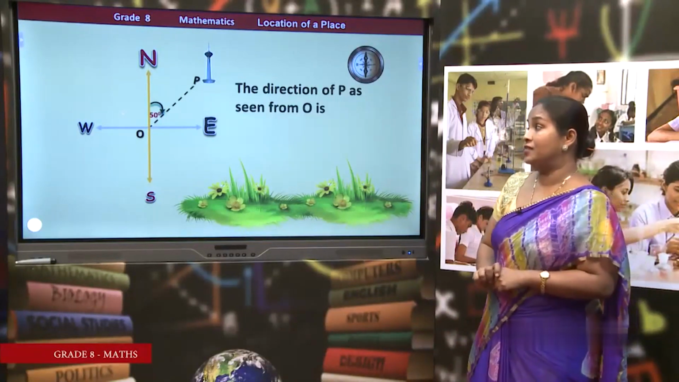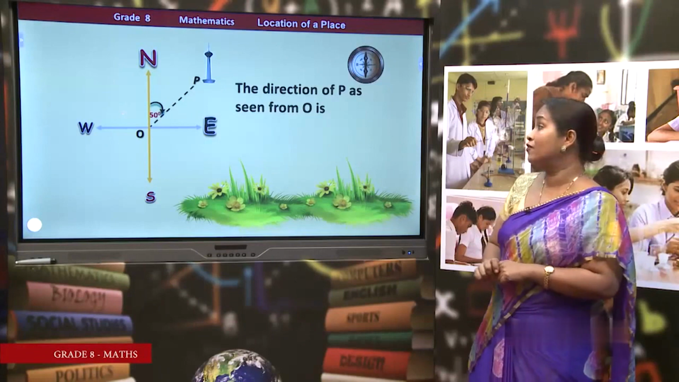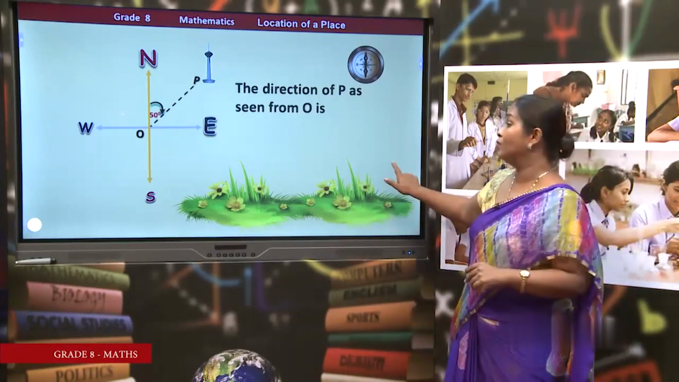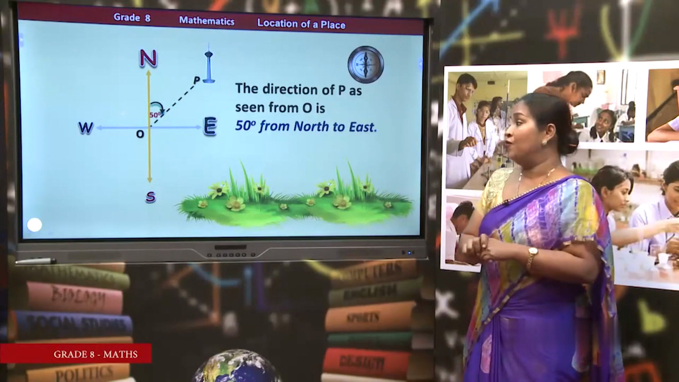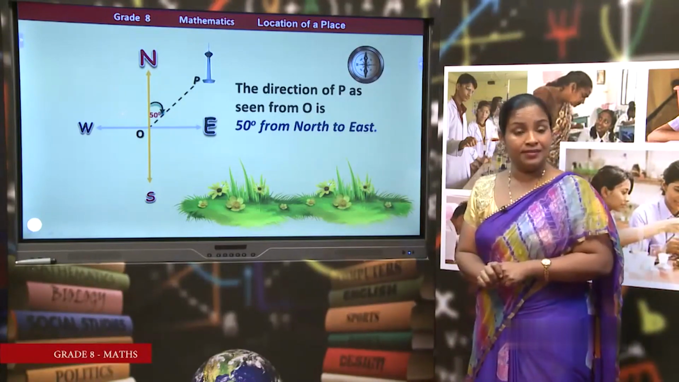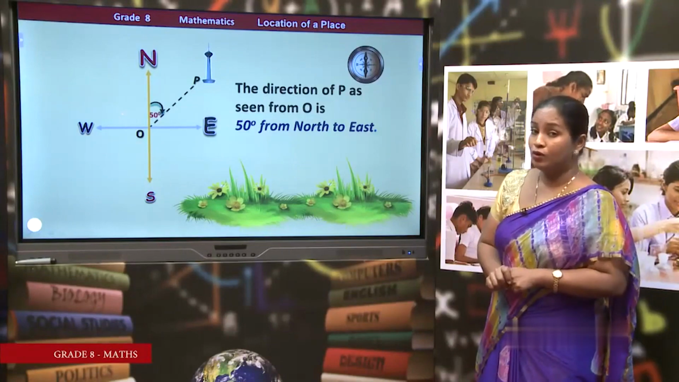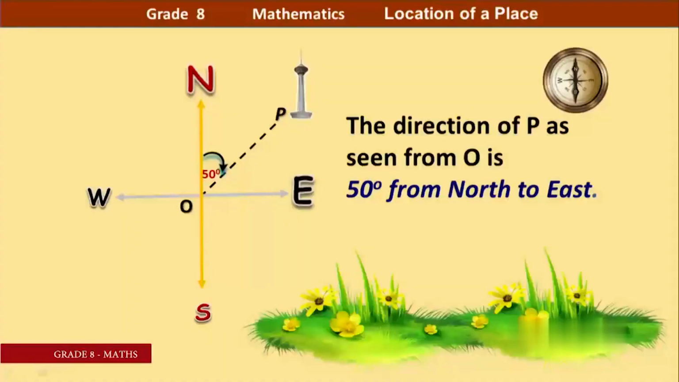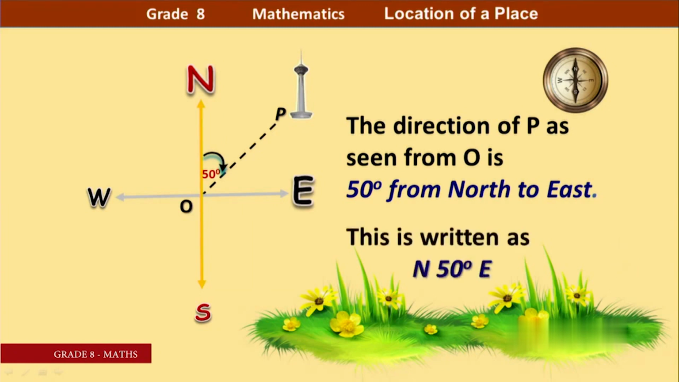It is 50 degrees. So, how can we explain the direction of P as seen from O? It is 50 from north to east. The angle is measured from the north direction. So, we call this 50 degrees from north to east. In a short way, to denote north, we use capital letter N, then the angle mentioned, that is 50 degrees, and to denote east we use capital letter E. So, we can say capital N 50 degrees, capital E.